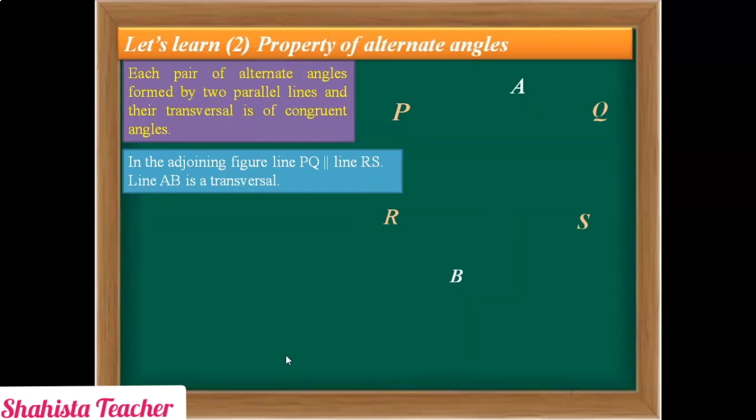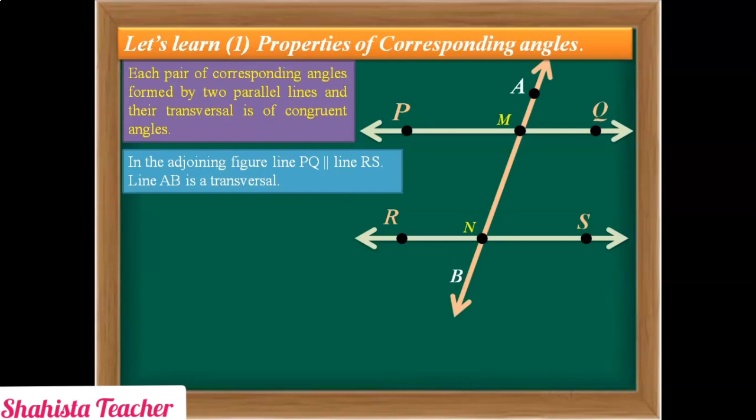In the adjoining figure, line PQ is parallel with line RS and line AB is the transversal line. Here measure of angle M and measure of angle N are on the same side, same direction, so it is known as a pair of corresponding angles. So measure of angle M is congruent with measure of angle N according to the corresponding angle rule.